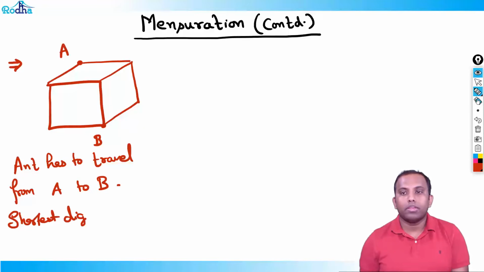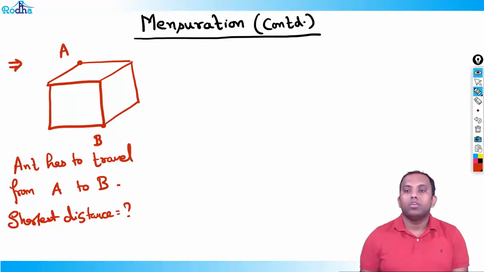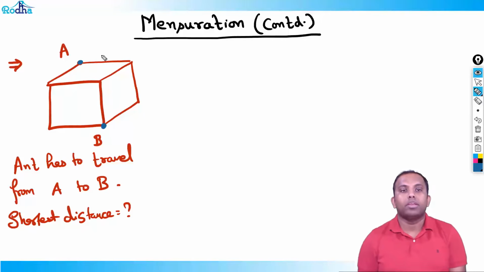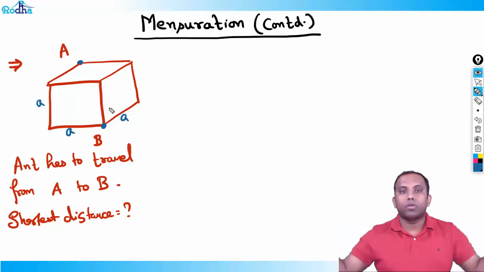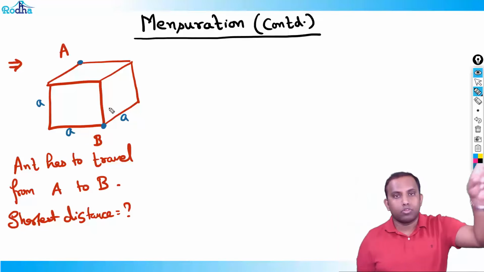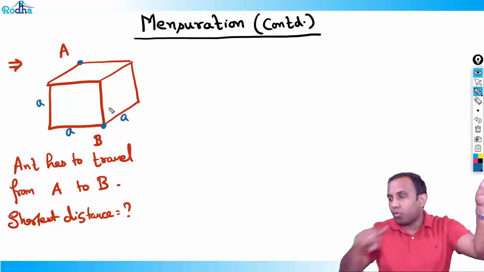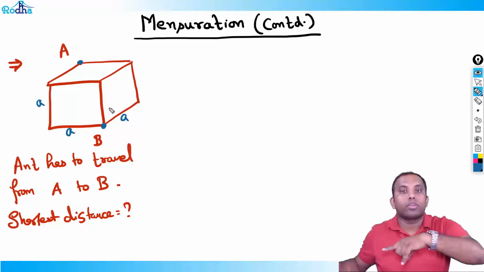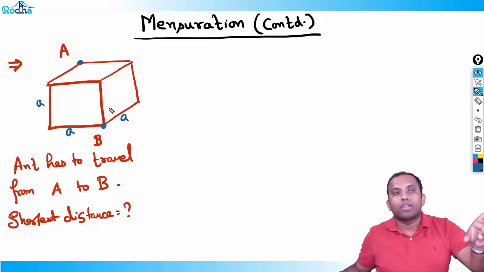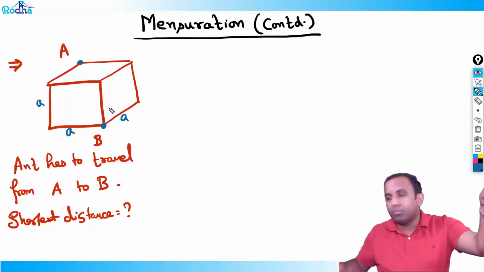What could be the shortest distance covered by the ant? Okay, see here again, it's a very nice concept. Starting from A, ending at B in a cuboid, in a cube. Let's say there's a cube of side A. Okay, so like in a room, you can imagine in a cube shaped room, from the top corner of the room to the opposite bottom corner, an ant has to travel.